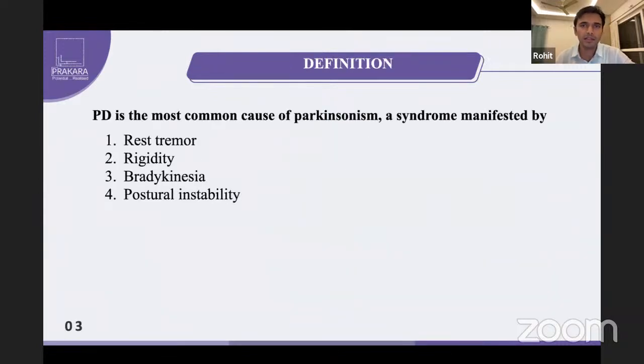So what is Parkinsonism? What is Parkinson disease? Basically, Parkinsonism is a syndrome that is manifested by rest tremor, rigidity, bradykinesia, and postural instability. So Parkinsonism is a broad syndrome, broad spectrum of clinical features, which includes the four features that I've mentioned. And there can be many causes of Parkinsonism, where idiopathic Parkinson disease, which is also known as Parkinson disease, is the commonest of those causes.